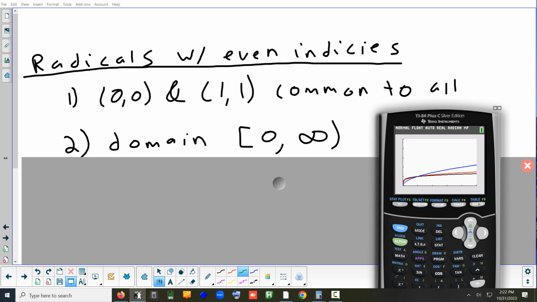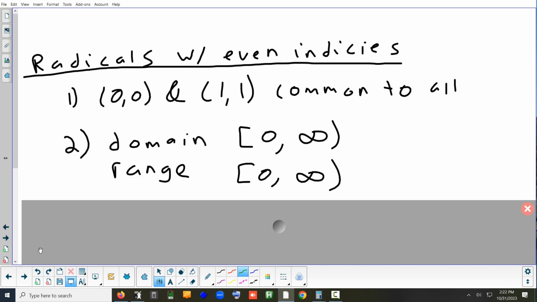How about the range? What's the lowest they go, and what's the highest they go? 0. And the highest? Infinity, right? This blue one, all of them are going to keep going up. The black one, it almost looks like it's getting flat, but it's still going to keep going up. It just goes up very slowly, but it will keep going up forever. So for even roots, the domain and the range is restricted to 0 to infinity.